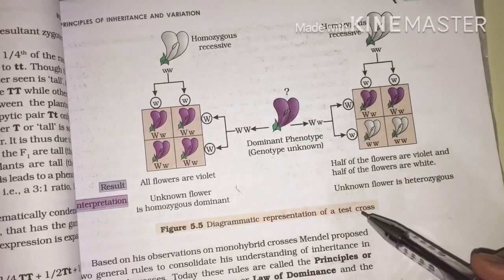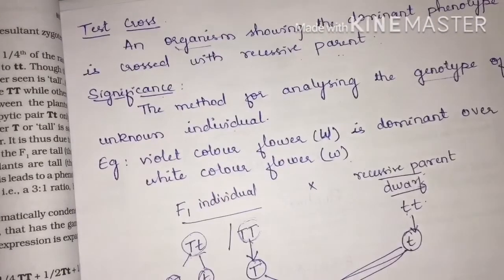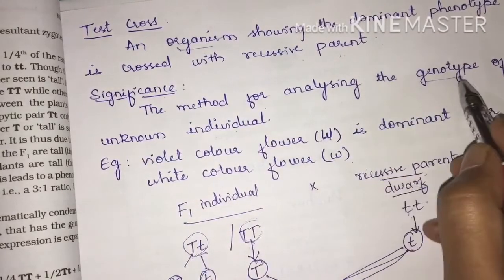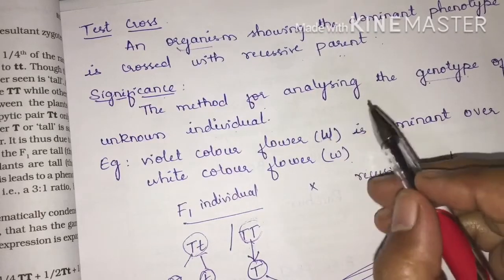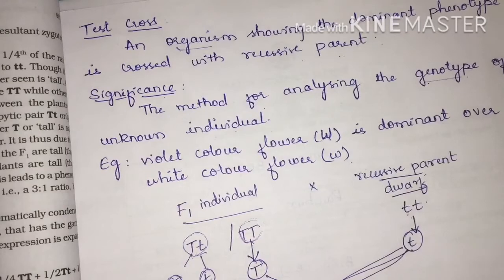Test cross has been asked for 1 mark, what is test cross, what is its significance, and a 2 mark question has also been asked, so be prepared thoroughly for it. As for significance, it is a method for testing the genotype of an unknown individual. We are going to know the genotype of the unknown individual. So do remember all this. Hope you have got this.